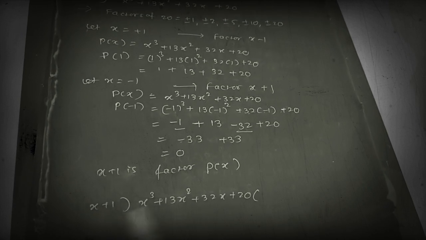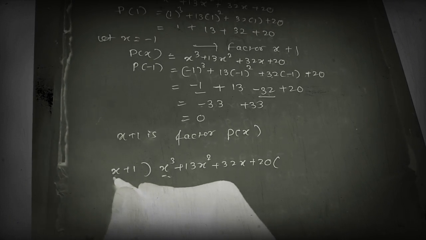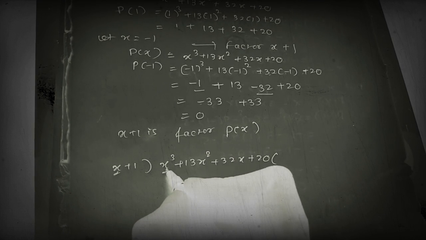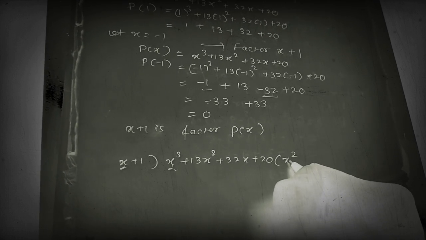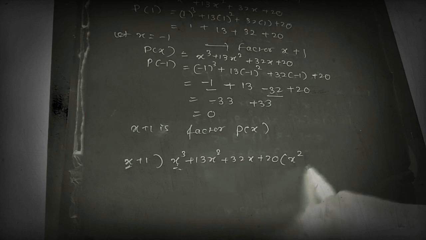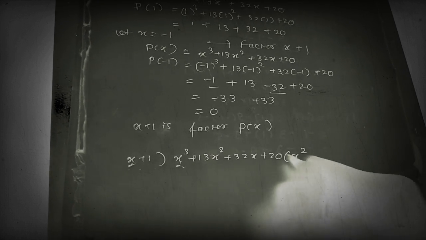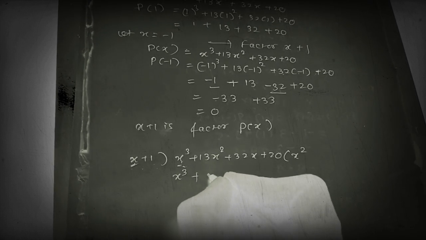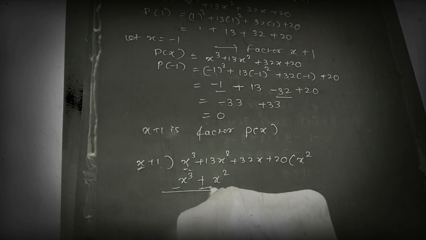This is our given cubic polynomial, and this is the factor. So you know the division method, we have to get x cube here using this x. So x into how much will be x cube? x square. That you have to write here. Then you have to multiply this quotient with these terms in the divisor. So x into x square is x cube, plus 1 into x square is x square. And just change the sign of the second row, plus will be minus.